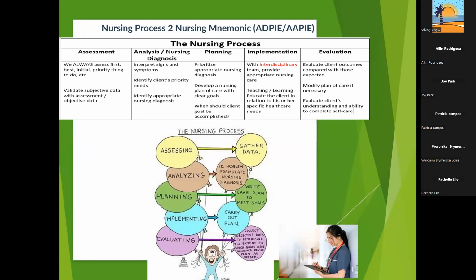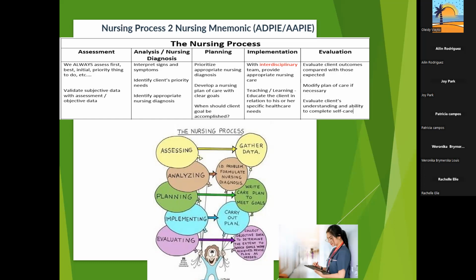So the first part of the nursing process, when you take health assessment, is to assess. We always assess first. And you're going to look for keywords in the questions. If it asks certain things like first, best, initial, priority, you're looking at what the assessment is asking you to do, or if you're missing that.